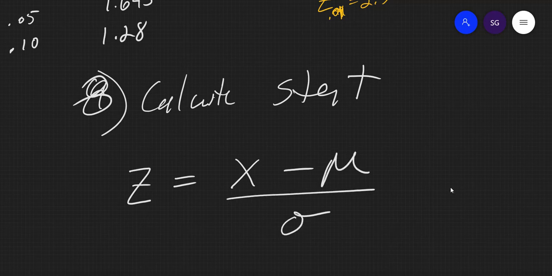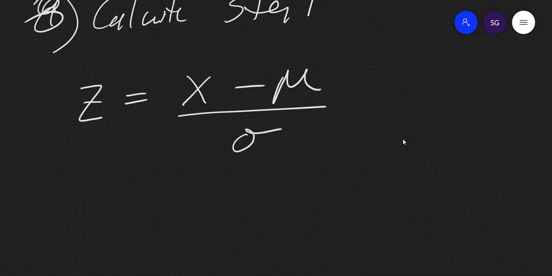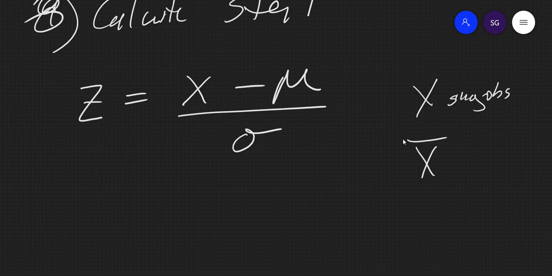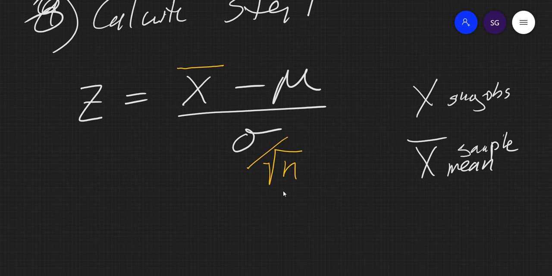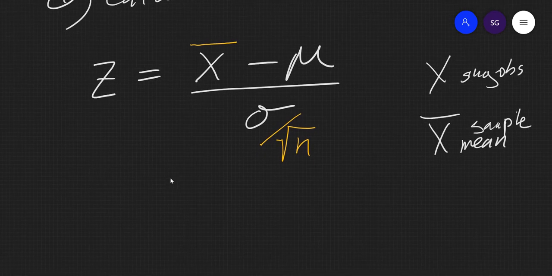It's a classic Z calculation, but we're not dealing with an x, right? We're not dealing with a single observation. We're dealing with an x bar, which is the mean of all the single observations, or the sample mean. So what do we have to do? We have to convert this to an x bar, and then we have to make a modification in the denominator to divide by the square root of n, right? Relatively simple, but it's got to be done.